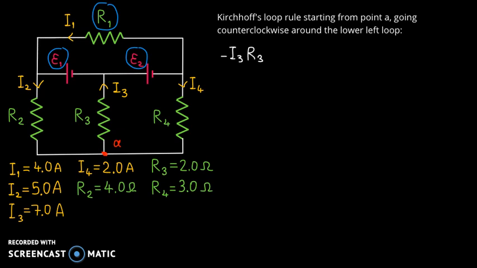So starting from point A, I'm traveling upward in the middle branch. The first circuit element that I cross is R3. I'm also going in the direction of the current, which is pointing up. So that's a potential drop. So the potential change as I go from the bottom of R3 to the top terminal of R3 is equal to negative I3 R3. Next, I turn left and I cross the EMF1 from its negative terminal towards its positive terminal. That's an increase in potential. So therefore, the potential change is going to be plus EMF1.